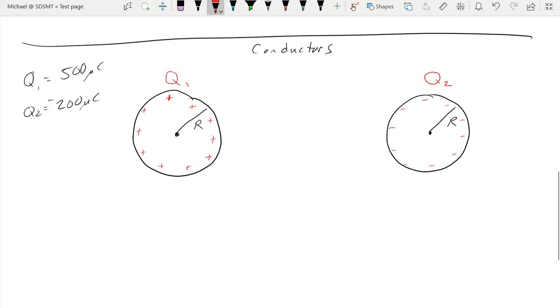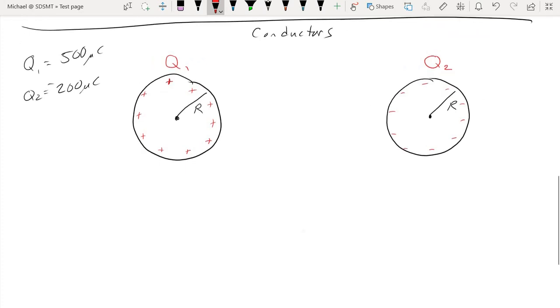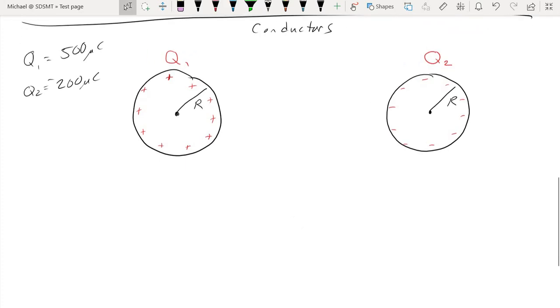And I would like to know what is the force present in this system? What is the force that is acting on each of these spheres? Now, each sphere has a collection of charge, but up until this point, we've only been able to work with individual charges concerning Coulomb's law.